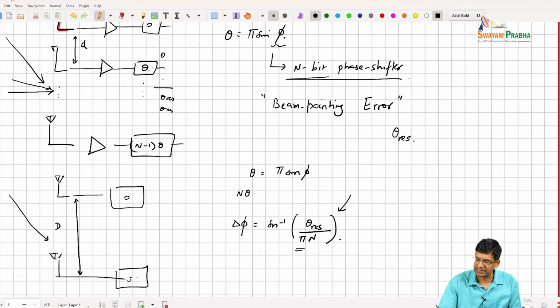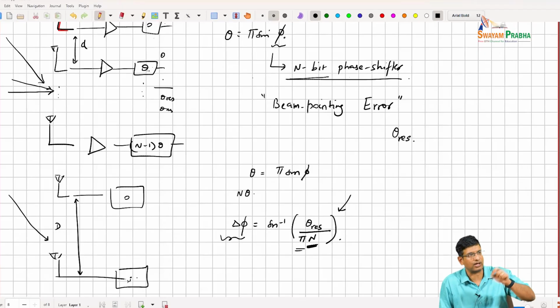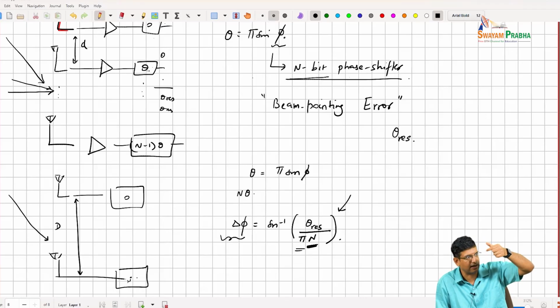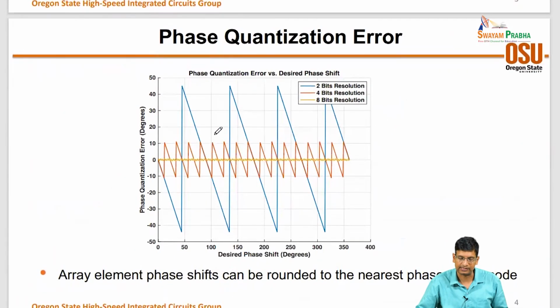So what this is basically saying is that my beam pointing error goes down as I increase the number of elements in my array. As you can imagine, if I have a very large array, then these approximation errors are going to get averaged out as I keep rounding every element to the nearest phase that I can get. And of course, if you reduce your theta resolution, you can reduce this beam pointing error, right?